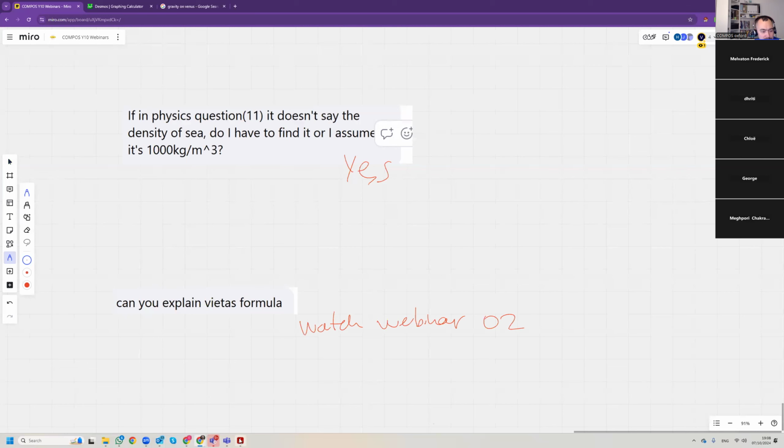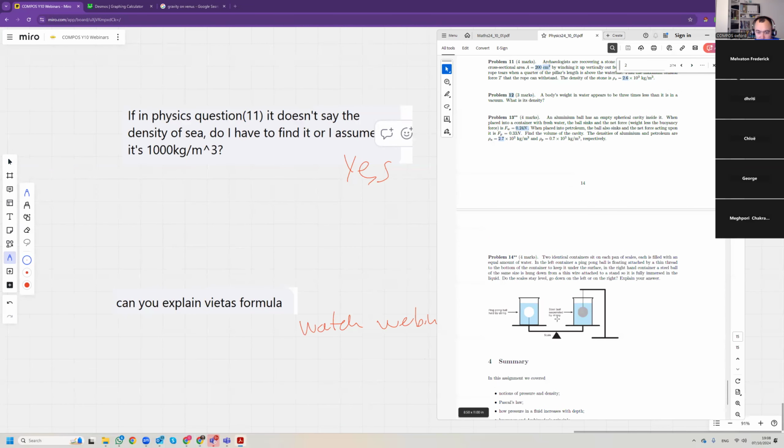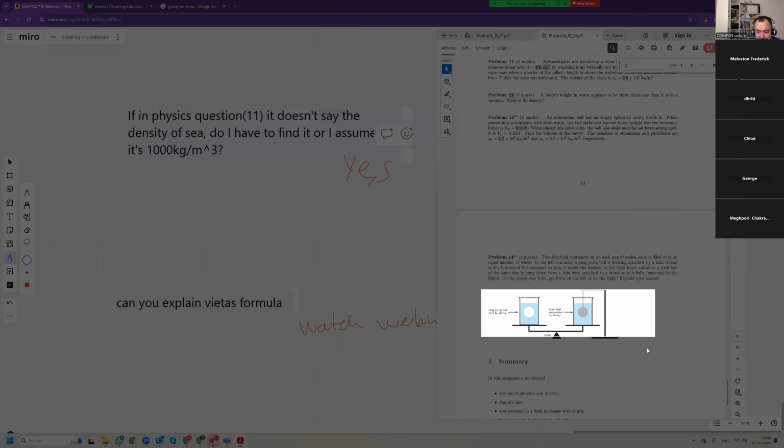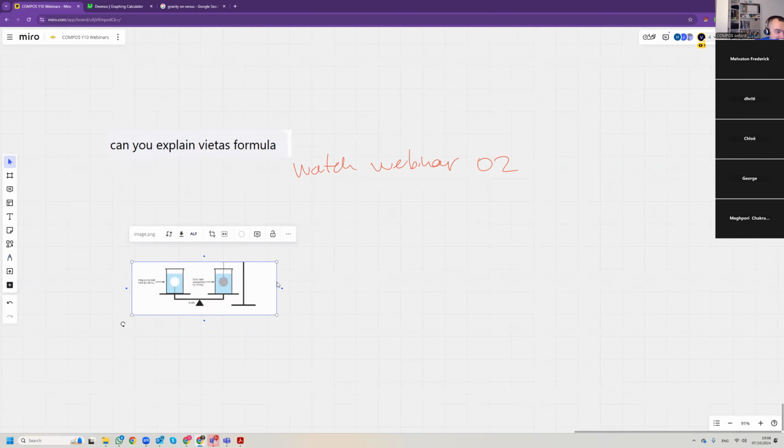Which is left and right in question 14 in physics? Well, left is left, right is right. Like left, right, left, right. Okay.